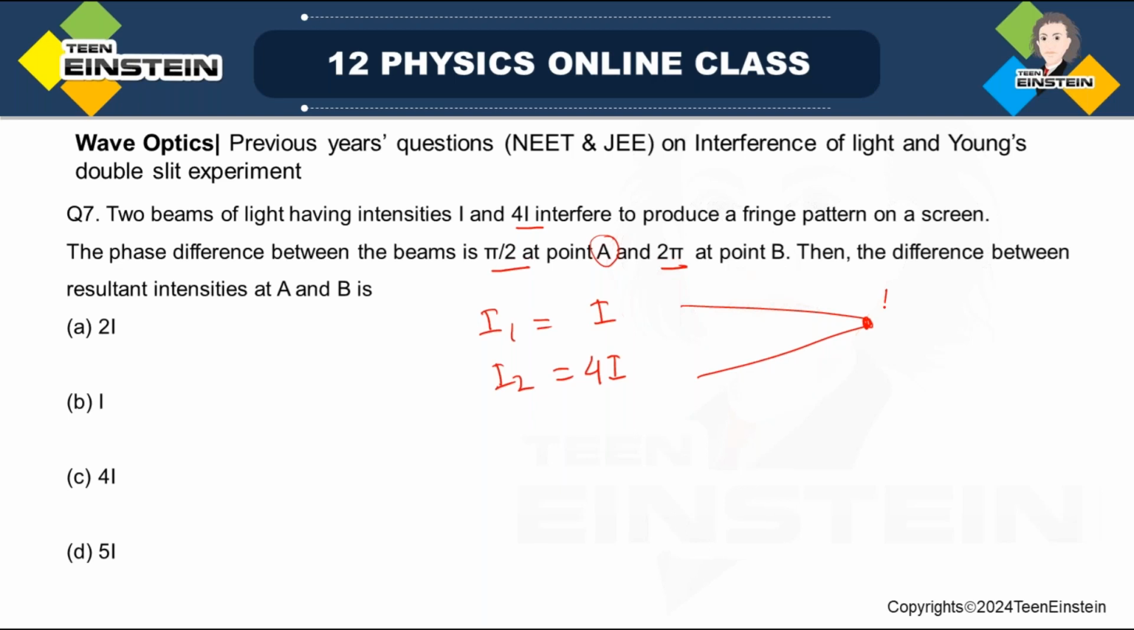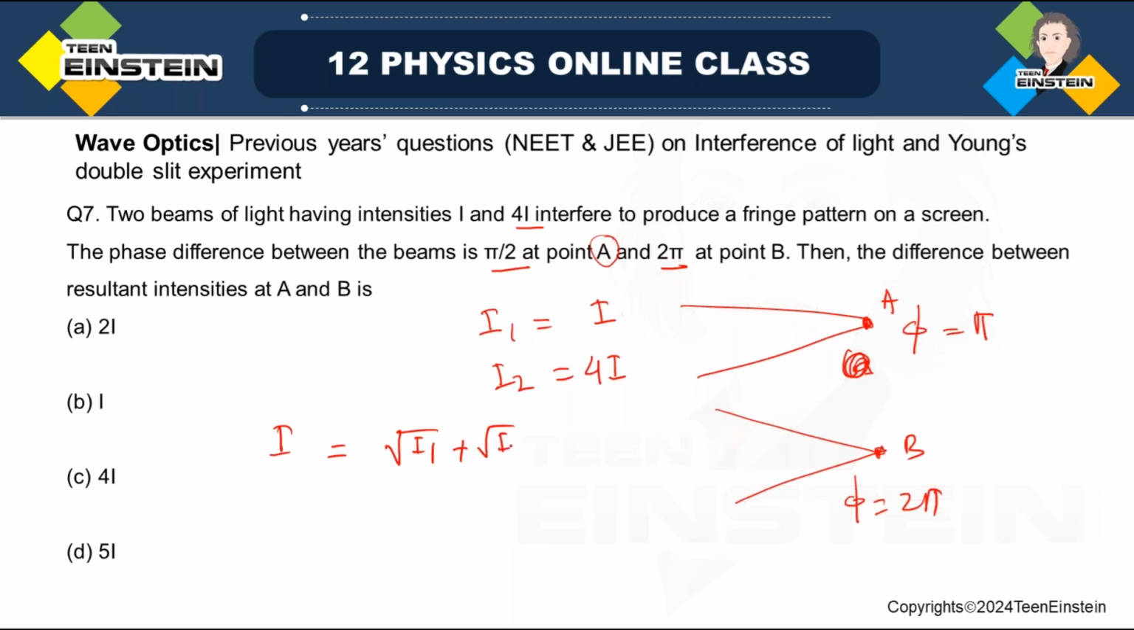Now when they interfere at a certain point, suppose this is point A, the phase difference becomes pi by 2. This is for point A, and when they meet at point B, their phase difference is 2 pi. Now we have to find out the intensity at points A and B. All right, so how to do that? Similar thing. I know I is equal to I1 plus I2 plus 2 root I1 I2 cos phi.